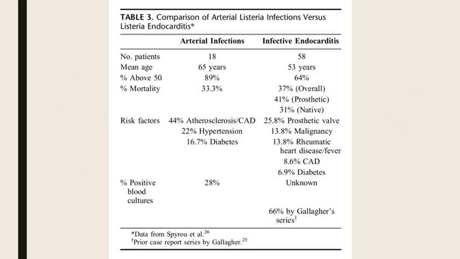So this was in our article, comparison of Listeria infections versus Listeria endocarditis over the years. What we found was the arterial infections tended to involve older patients. Endocarditis, on the average, tend to involve the younger patients. You can look at mortality rates there. The presence of a prosthetic valve was a significant risk factor for the development of endocarditis.